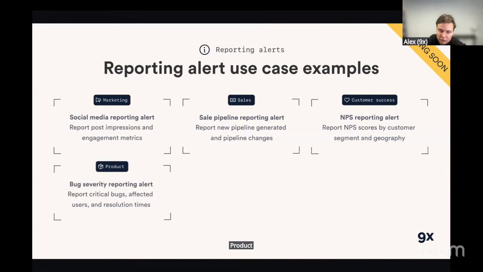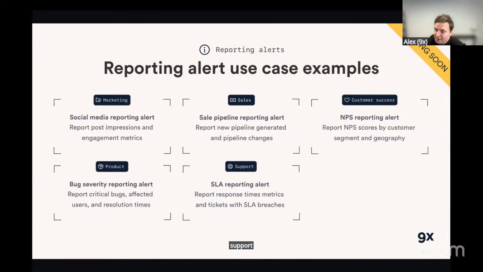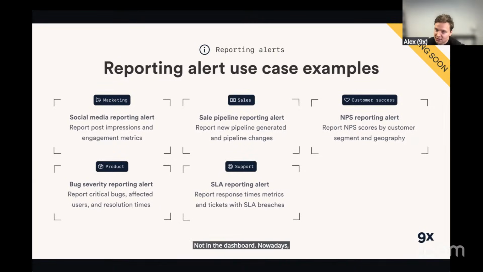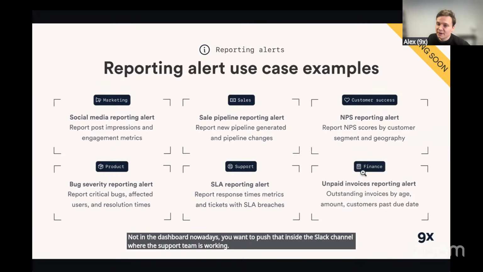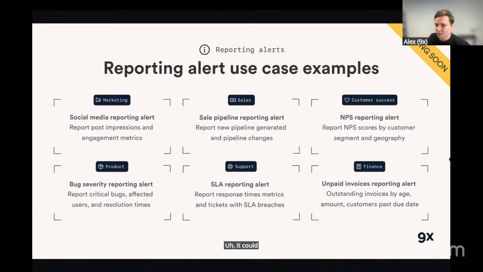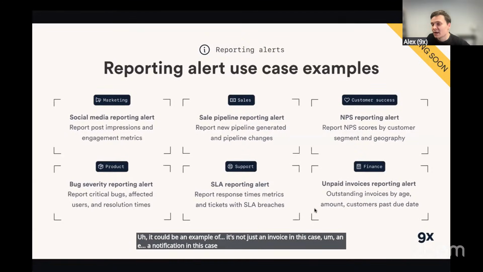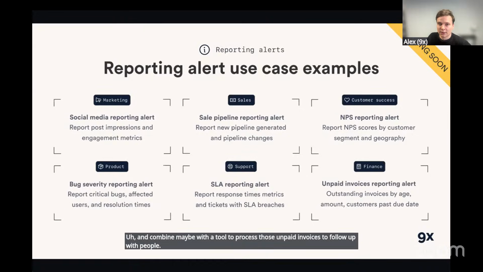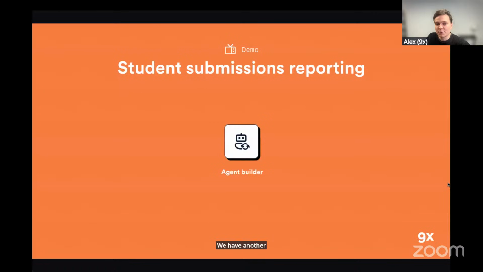Product, you can track bugs. Support, SLA. You want to make sure we respond to conversations on time, that we're not breaching the internal SLA or the SLAs we've committed to with our customers. Not in the dashboard nowadays. You want to push that inside the Slack channel where the support team is working. Finance, unpaid invoices reporting alert. It's not just a notification in this case. It's also something we can directly act on and combine maybe with a tool to process those unpaid invoices to follow up with people. And we have another example.